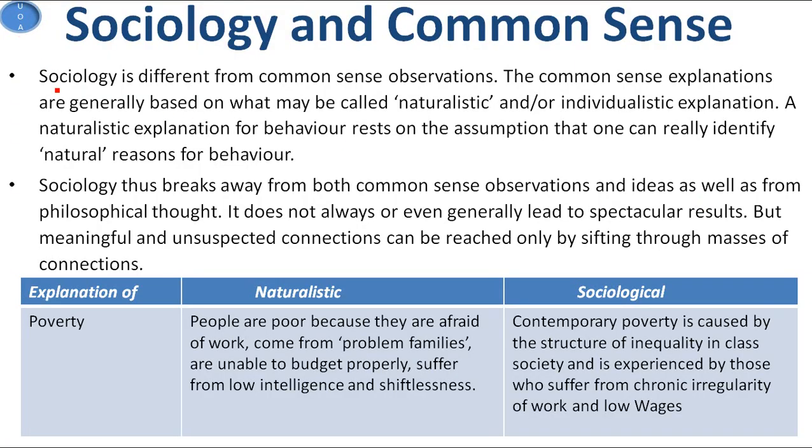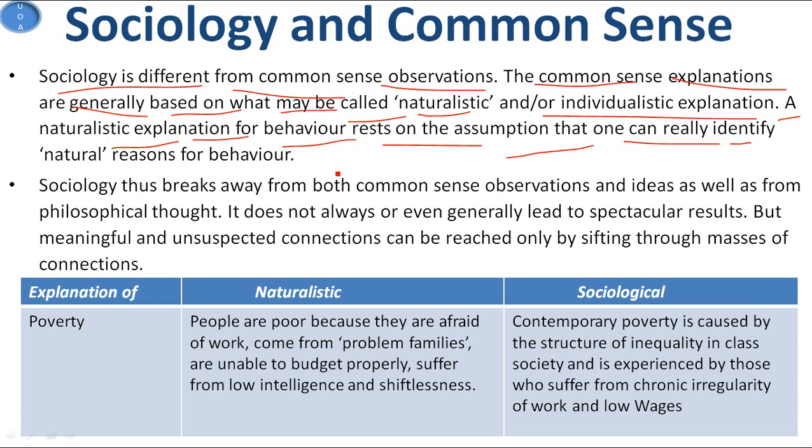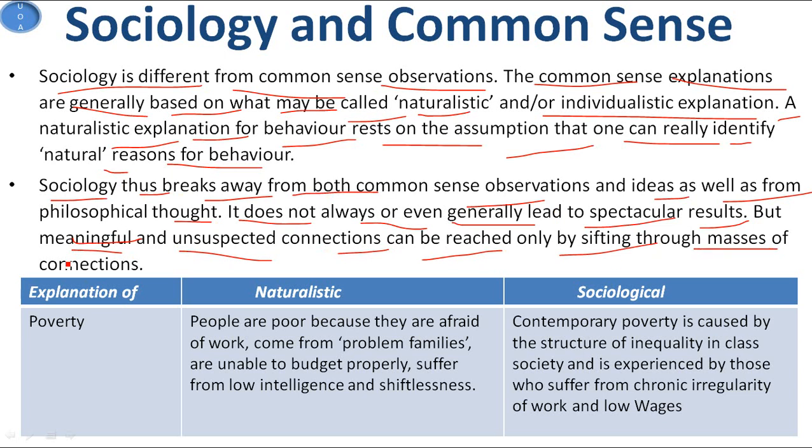So friends, basically Sociology is different from common sense observations. Common sense explanations are generally based on what may be called naturalistic or individualistic explanations. A naturalistic explanation for behavior rests on the assumption that one can really identify natural reasons for behavior, whereas sociology does break away from common sense observation and ideas as well as from philosophical thought. It does not always or even generally lead to spectacular results, but meaningful and unsuspected connections can be reached only by sifting through masses of connections.